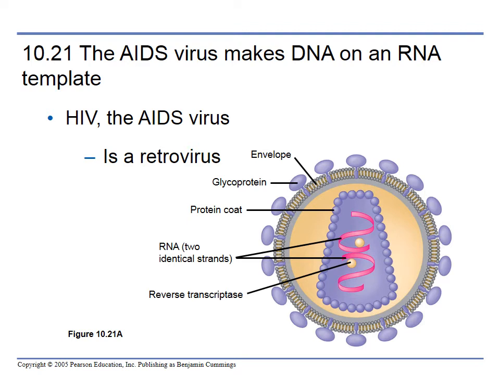And it's something called a retrovirus, which is very interesting. What it has is, instead of DNA, it has RNA. And it has something called reverse transcriptase. So instead of making RNA from DNA, it's going to make DNA from RNA. It's going to reverse transcription. So we call it reverse transcriptase.